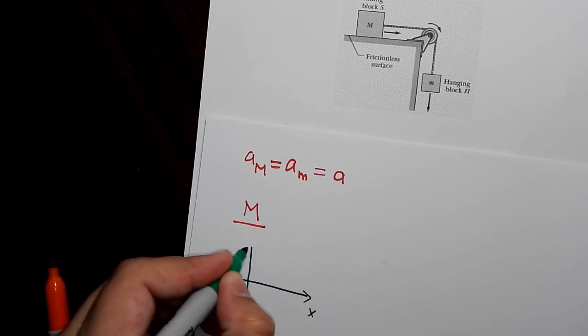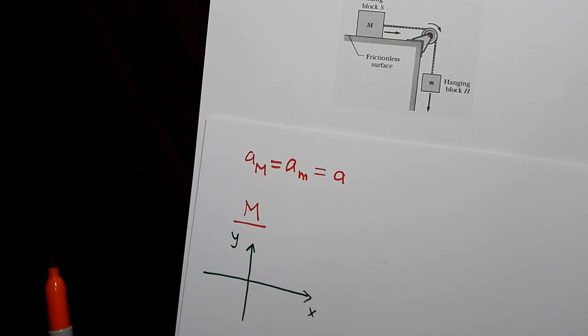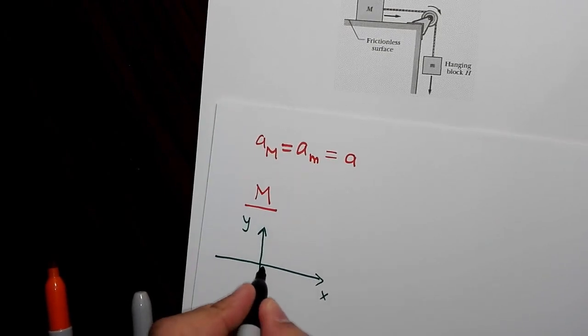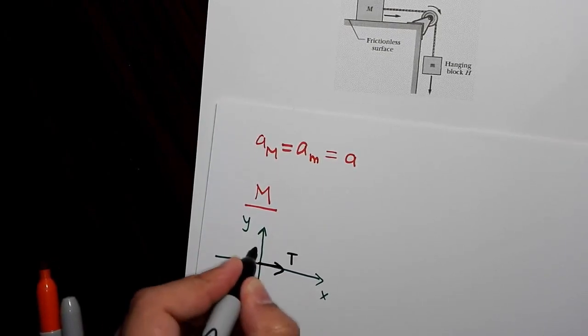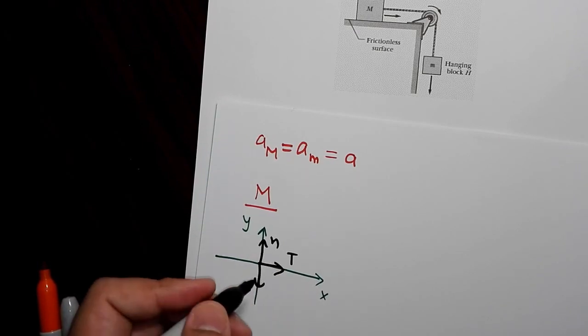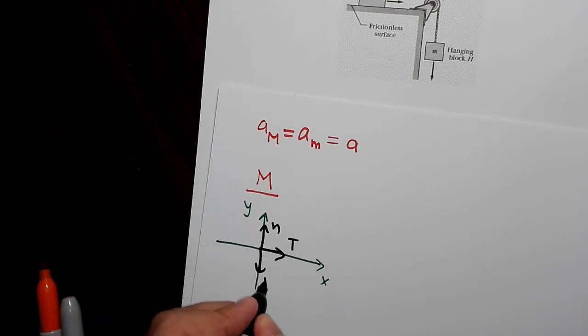So this is your x-axis, this is your y-axis. You have tension going this way, normal force over here, and weight over here. So let's call this W1, let's say.